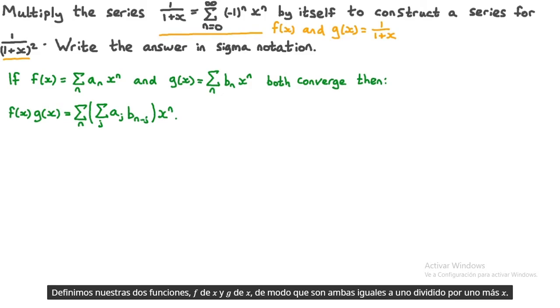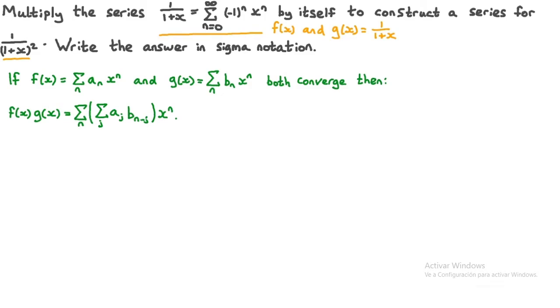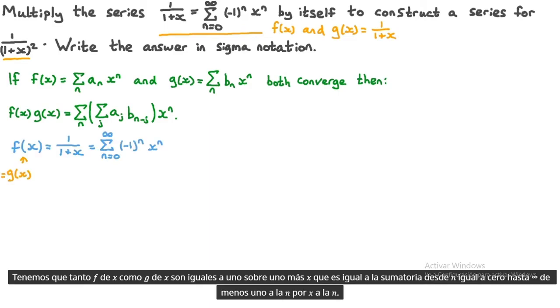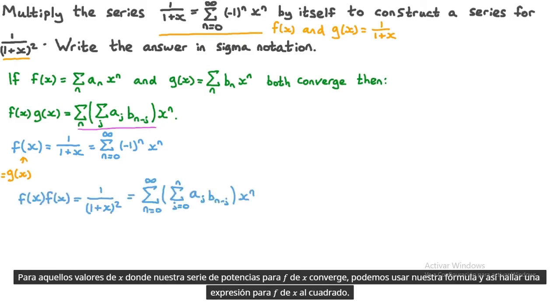So we'll set both of our functions f(x) and g(x) to be equal to 1 divided by 1 plus x. So we have both f(x) and g(x) equal to 1 over 1 plus x, which is equal to the sum from n equals 0 to infinity of (-1) to the nth power x to the nth power. So for the value of x where our power series for f(x) converges, we can use our formula to find an expression for f(x) squared.